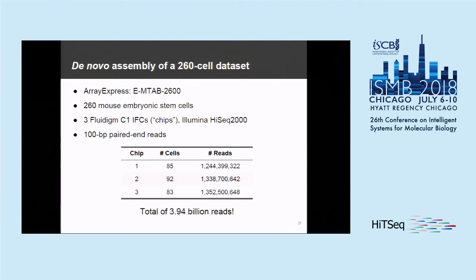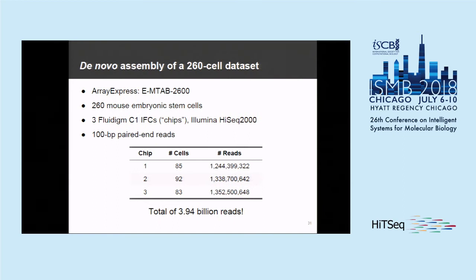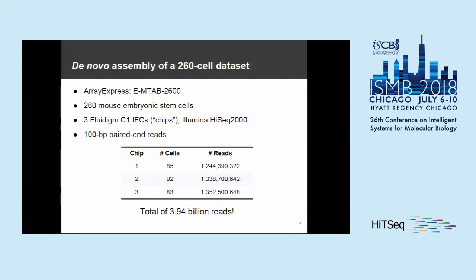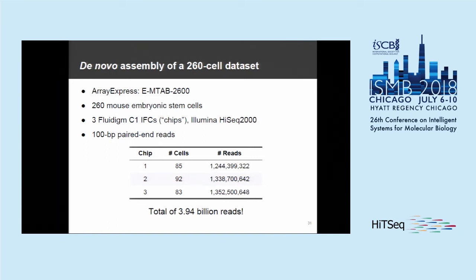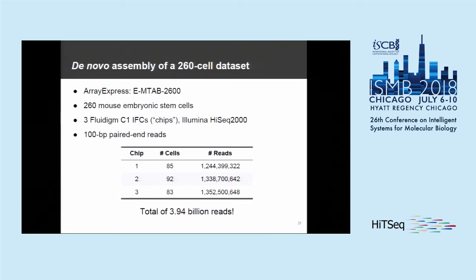Now I want to show some preliminary results where I apply RNA-Bloom to a much larger data set. This data set consists of 260 cells. These cells are mouse embryonic stem cells, and they were derived from 3 Fluidigm C1 chips. As you can see from this table, this data set has a lot of reads. On average, each chip has about 1.2 to 1.3 billion reads, and in total there are about 3.9 billion reads. I use RNA-Bloom to assemble the transcriptome data for each chip separately.